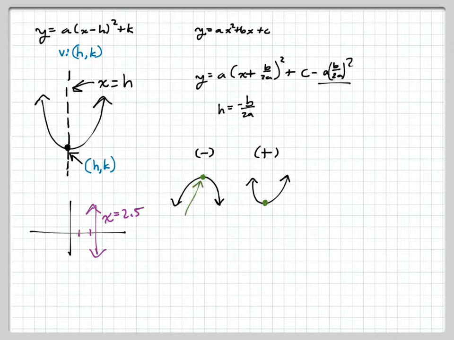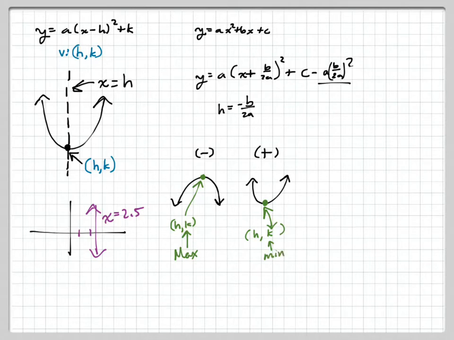The vertex on top, which one do you think that is, the max or the minimum? Yeah, this is the max. And your max is the k value. That is your max right here. The minimum is the k for the one that's right side up. So we have (h, k), and that's your k. It's your minimum. So we'll say minimum.